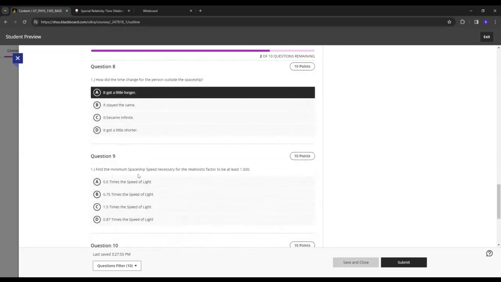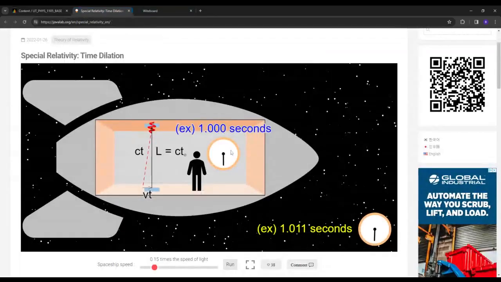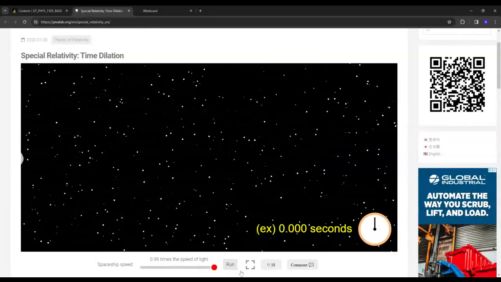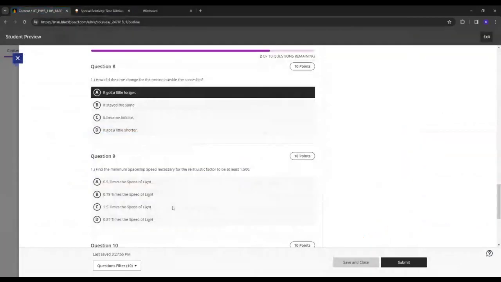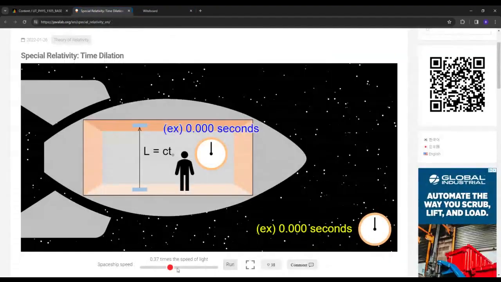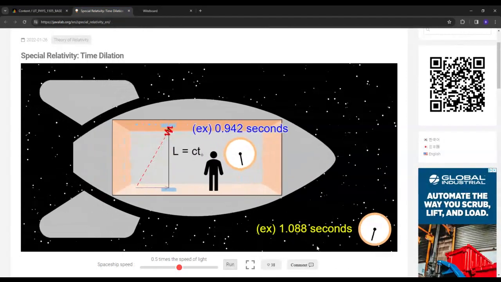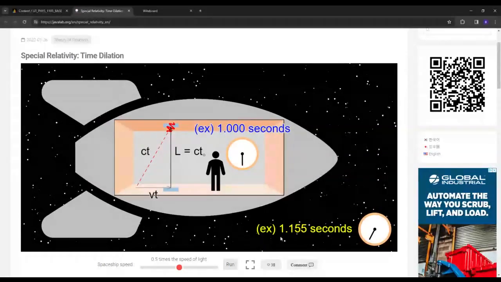Then find the minimum spaceship speed necessary for a relativistic factor to be at least 1.5. Remember, we could stack these times and make a relativistic factor out of that. Basically, I just want to make sure that this yellow number comes out to be more than 1.5. Looking at our answer choices, we can't go faster than the speed of light. If I tried, I can only get to 0.99, right? So 1.5 is obviously not going to do it. Then let's try one of these other ones. Let's try a half, 0.5, half the speed of light. We want this yellow number to turn out to be 1.5. No. Bigger, but we didn't quite get there.